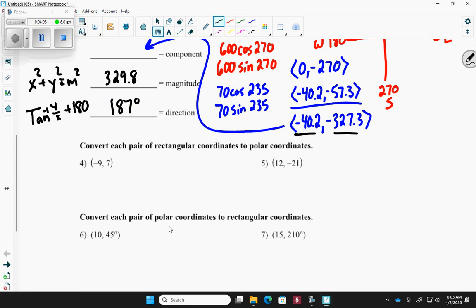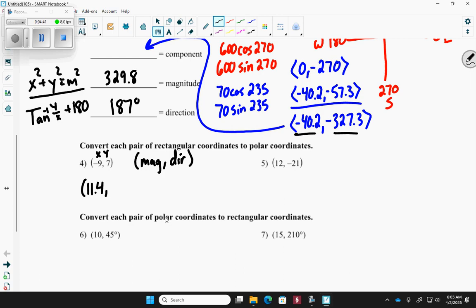All right. Question number 4, convert each pair of rectangular coordinates to polar coordinates. If you remember, this is your x, this is your y. So the rule is your x component is the magnitude, and the y component for polar is the direction. So the magnitude, again, is x squared plus y squared. It's the same thing we did. So -9 squared plus 7 squared, square root that. You're going to get a decimal, and it's going to be 11.4 for my magnitude.